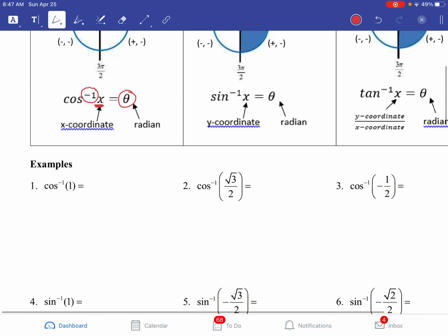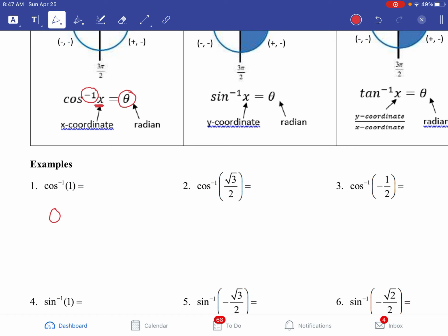So we're doing the inverse cosine of 1 for number 1. If you look at our unit circle on the top half between 0 and pi, we want to find an x value that's 1. Well, there's only one of them, and it is at 0.